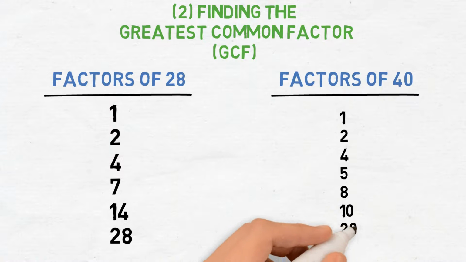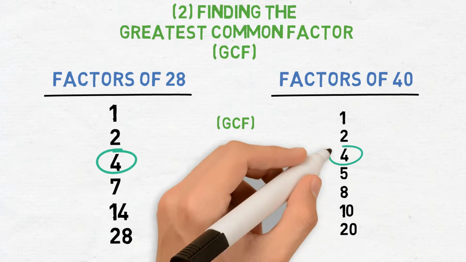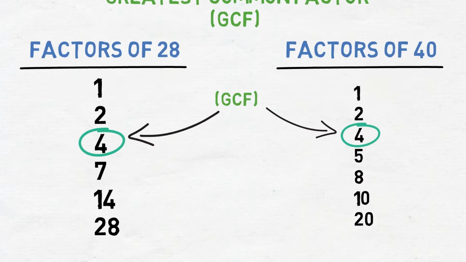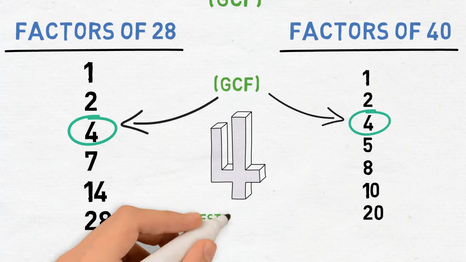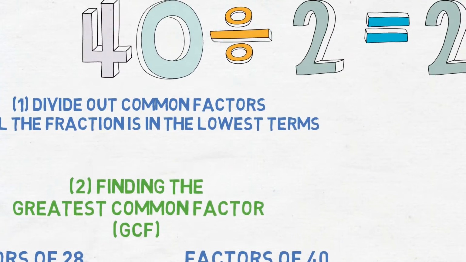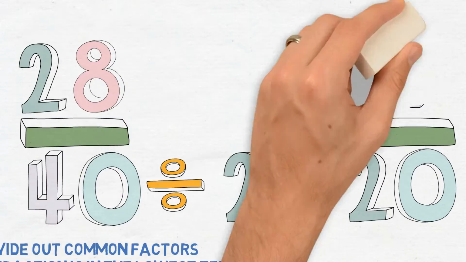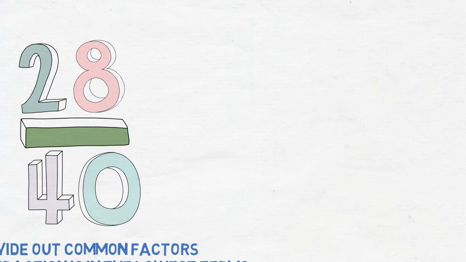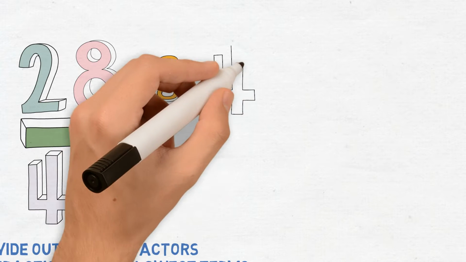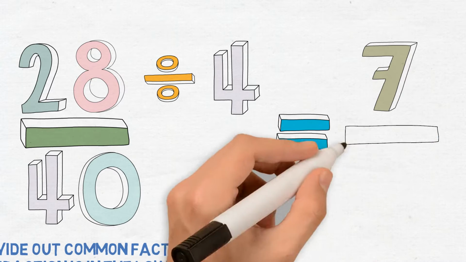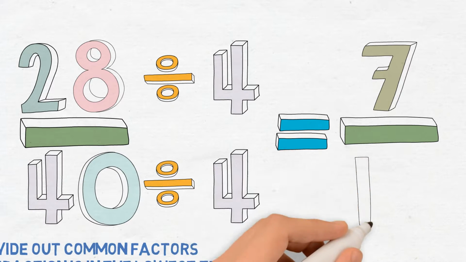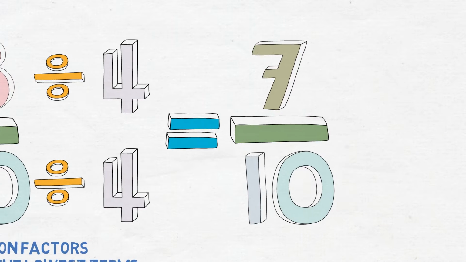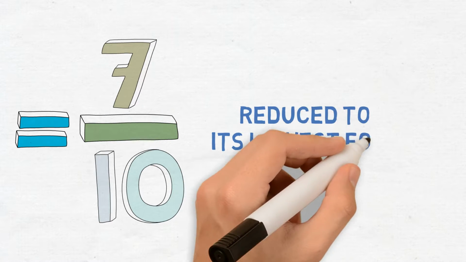As you can see here, the highest factor that both of these numbers share is 4. This means 4 is the greatest common factor. Now that we know what our greatest common factor is, we can use it to divide both our numerator and denominator. 28 divided by 4 is 7, and 40 divided by 4 is 10, meaning that 7 over 10 is reduced to its lowest form.